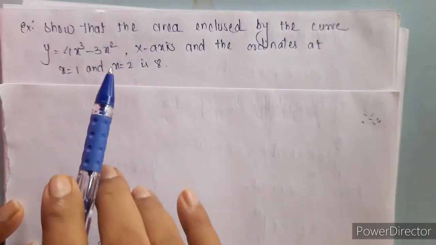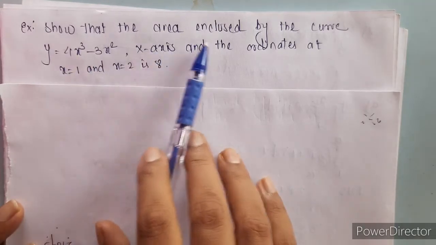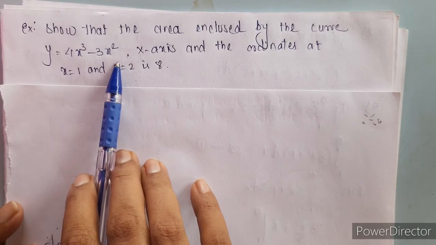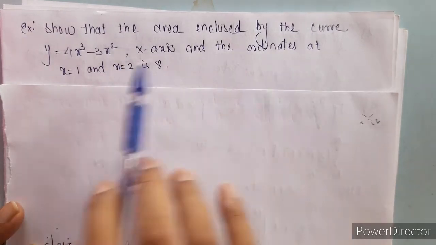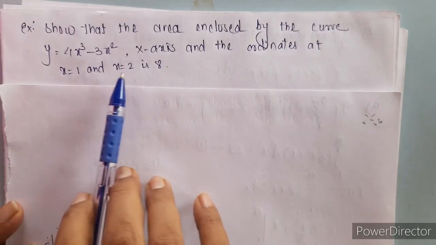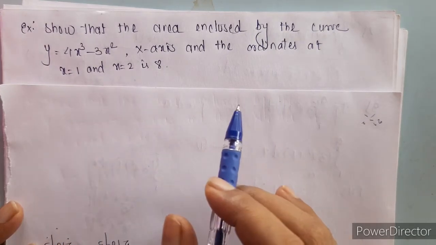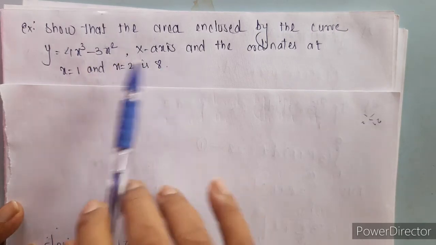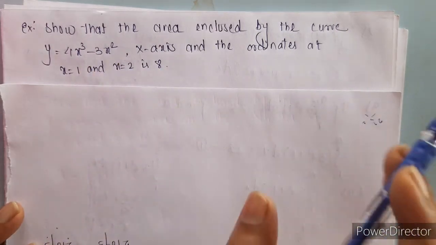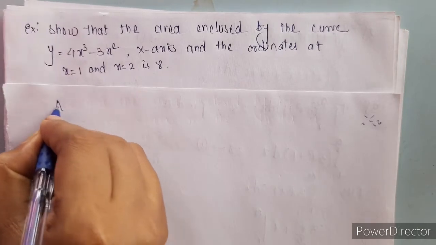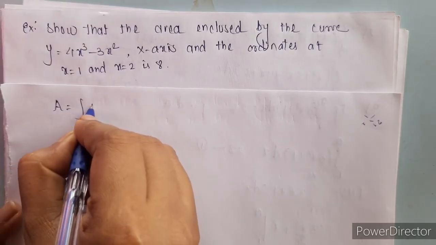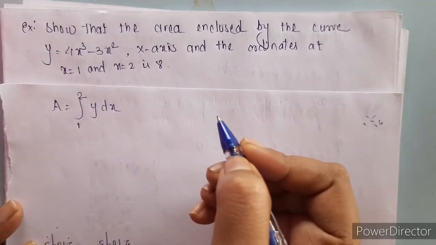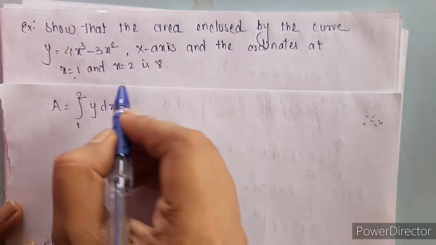Okay, another question. We have to show that the area enclosed by the curve y equals 4x cubed minus 3x squared, the x axis and the ordinates at x equals 1 and x equals 2 is 8. So basically we have to prove that the area enclosed by this curve, the x axis and these two ordinates is nothing but 8. Let us find the area. Area is the integral of y with respect to x from 1 to 2. In this case, it is given as 1 to 2.